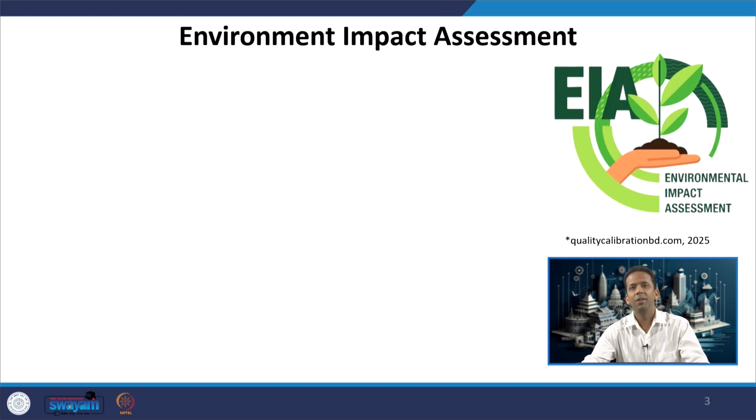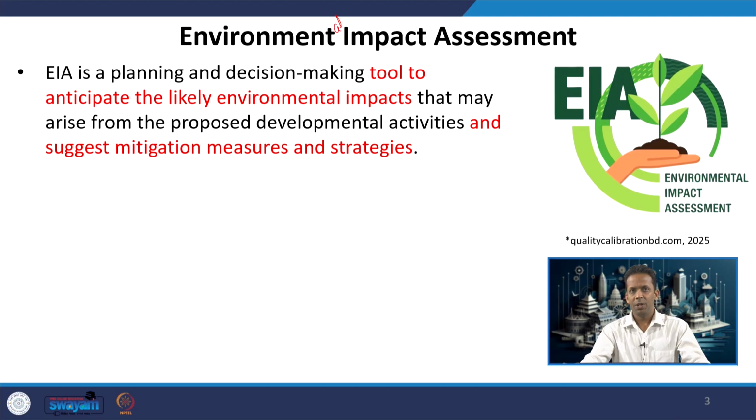So, starting with environmental impact assessment, the short form is EIA. It is a planning and decision making tool to anticipate likely environmental impacts that may arise from any proposed project, and it also includes mitigation measures and strategies. So, it is to be done before a project is implemented or started. That is why, like environmental clearance, it is required before starting the project. It is like a green signal for starting the project.